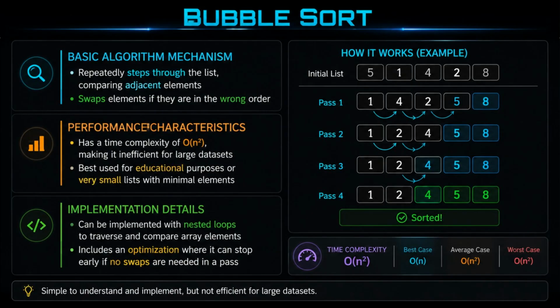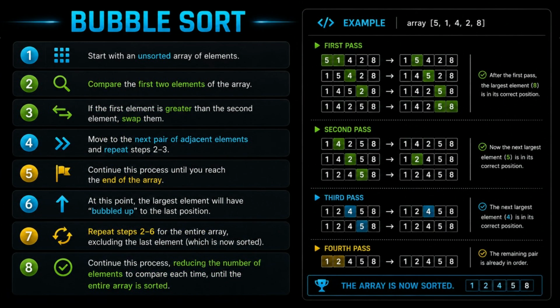It runs in O(n²) time, making it inefficient for large datasets. It's best suited for teaching the concept or very small lists. It's typically implemented with nested loops and includes a useful optimization. If an entire pass completes with no swaps at all, the array is already sorted, and the algorithm can stop early. Here's bubble sort traced through step by step on 5, 1, 4, 2, 8.